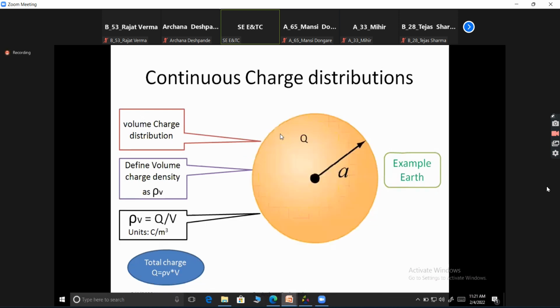But here there is nothing like 0 thickness or 0 radius. Volume is there, so definitely the radius has to be there. If radius is there, it means the thickness is there. So the charge spreads from the origin to the surface of the sphere. At every point there will be presence of charge. That's why volume is involved there. So coulomb per meter cubed is the unit. So the distributions of charges are: point charge, line charge, surface charge, and volume charge.